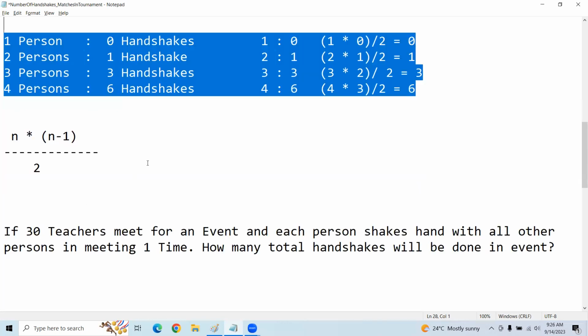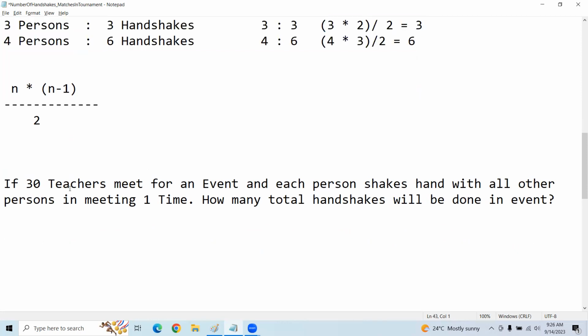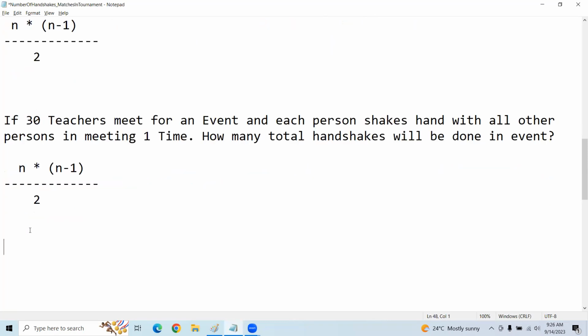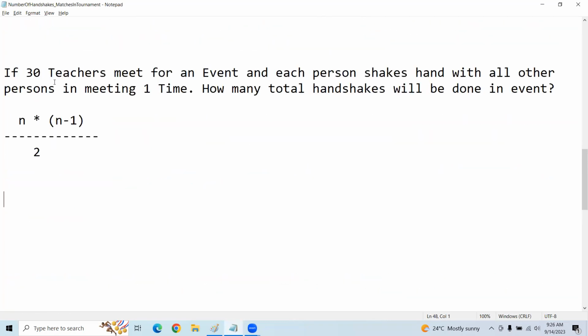So let's solve a few questions. If 30 teachers meet for an event and each person shakes hands with all other persons in the meeting one time, how many total handshakes will be done? So let's write down the formula first. Our formula is n into n minus 1 upon 2. How many teachers do we have here? 30 teachers. So we write 30 as it is. 30 minus 1 will become 29, divided by 2.